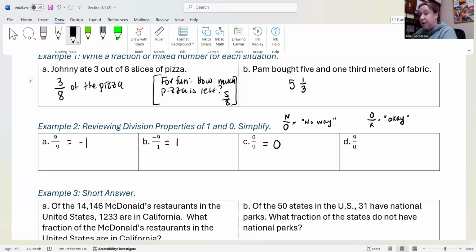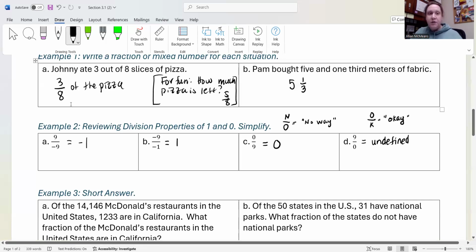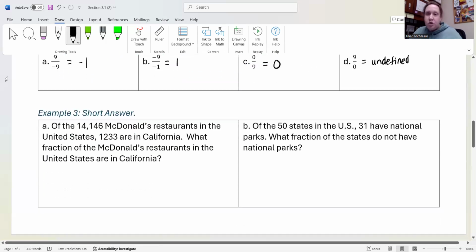Now, if you were to look at part D, we have 9 divided by a number. So if we replace 9 with an n, that one would read, no way, this one can't happen. This is the one that is undefined. So make sure you understand all 4 of these properties, the 2 properties of division in 1, the 2 properties of division in 0, but it's usually part C and D that gives students the most grief, so make sure you understand those.